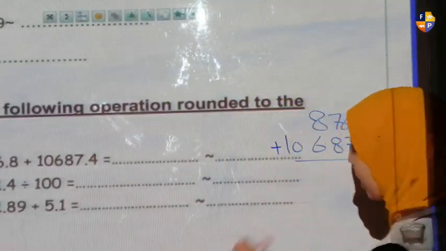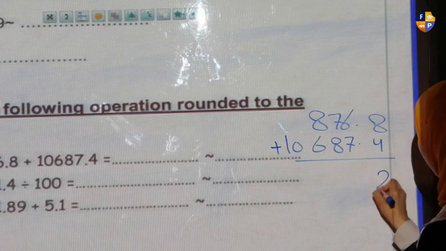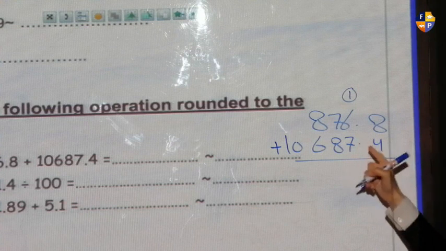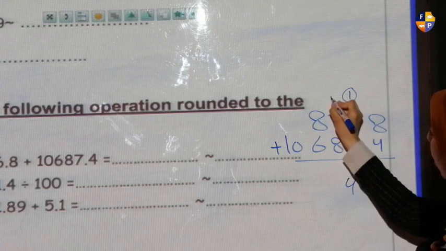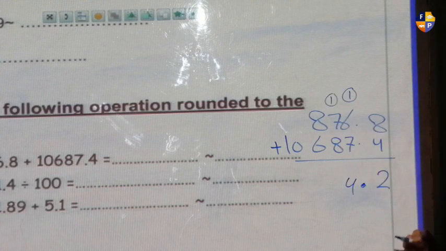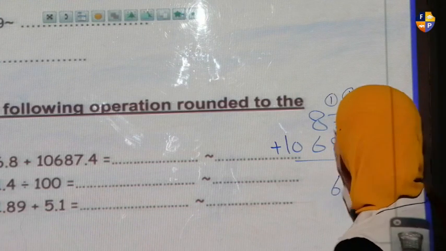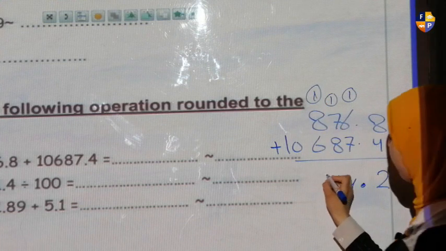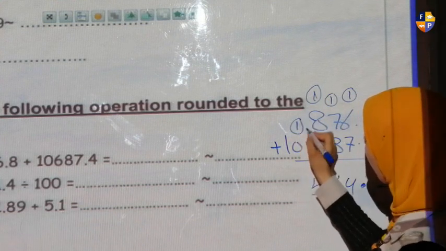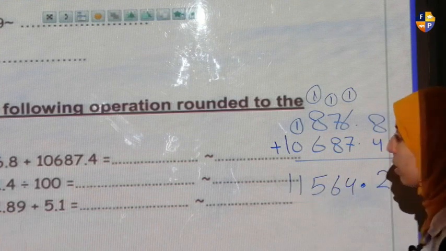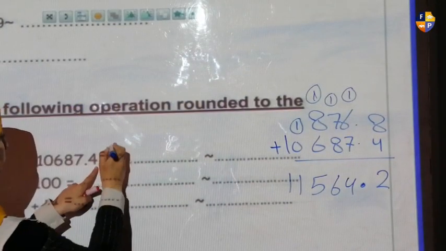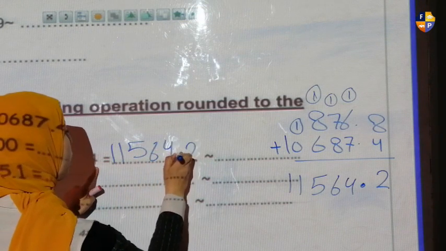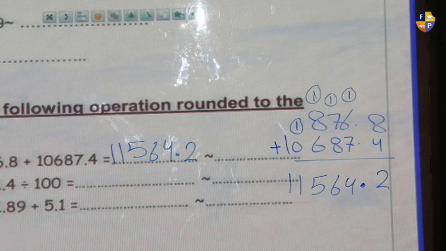8 plus 4, after 8: 9, 10, 11, 12. 2, put the decimal point, carry 1. 1 plus 6, 7. 7 plus 7, 14. 4, carry 1. 1 plus 7, 8. 8 plus 8, 16. 6, carry 1. 1 plus 8, 9. 9 plus 6, 15. 5, carry 1. 1 plus 0, 1. Then write 1. Here I will write the sum, 11,564.2. Then I will do my approximation.